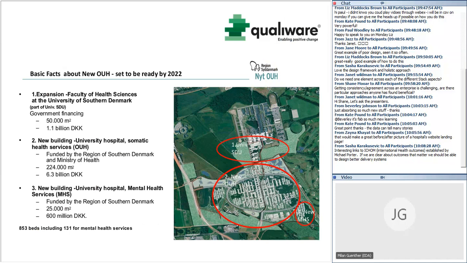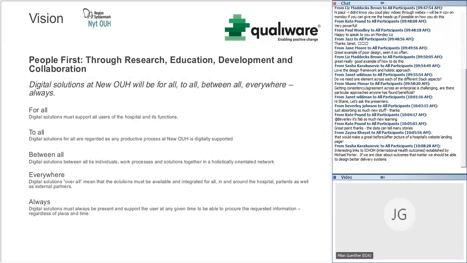And one of the investments is in Odense, the fourth largest city in Denmark, but according to many, the Center for Healthcare Development. They're building basically the largest university hospital in Denmark, and they are relocating the existing university hospital from the city center and moving it out to the University of Odense. And with that, they established a vision for the digital hospital as a key principle for the whole new development, where they say people first, through research, education, development, and collaboration. Digital solutions will be for all, to all, between all, everywhere, and always. So that's how a vision should sound, right?